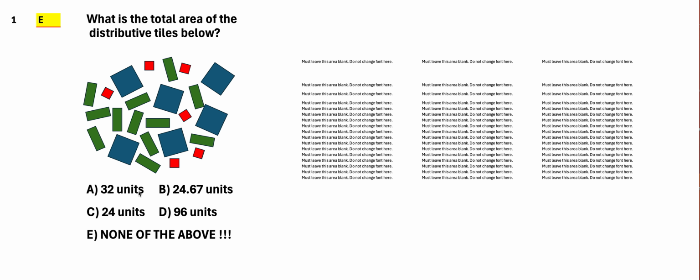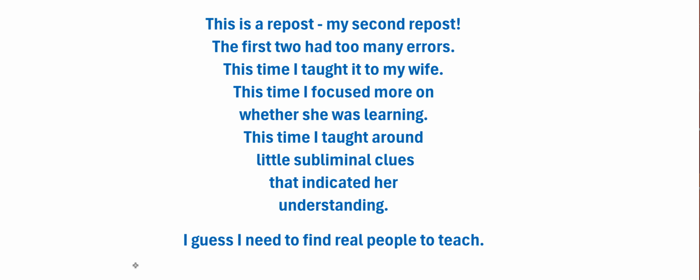So it's not 32, not 24, not 24 units, not 96, none of the above. There's E, 1 point per E. If I didn't have E, we'd have it wrong. So E, there's the answer. Let's move to the next page.